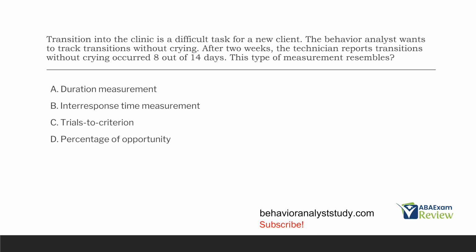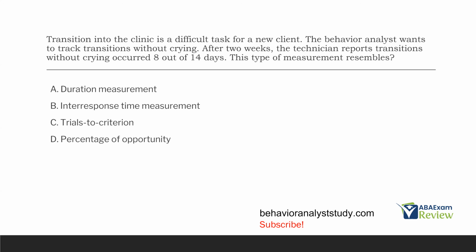A, duration. It's not duration. We're not looking at the length of any one response. B, inter-response time. We're not looking at time in between transitions. C, trials to criterion. Be careful. Do we have a criterion? We don't. We simply took data for 2 weeks. We didn't set any mastery criterion.